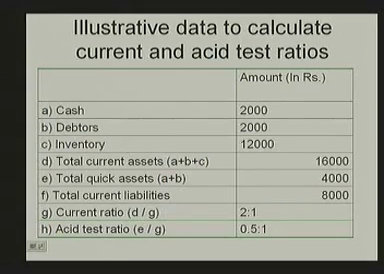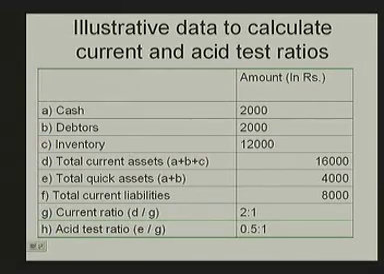Now, if you look at the total quick assets, that is the sum of only A and B, that is cash and debtors only. It is excluding inventory. So, that is coming out to be 4,000. Now, suppose that the total current liability is 8,000. So, the current ratio will work out to 16,000 divided by 8,000, which is 2:1. Whereas the acid test ratio is coming out to be 0.5:1 only.